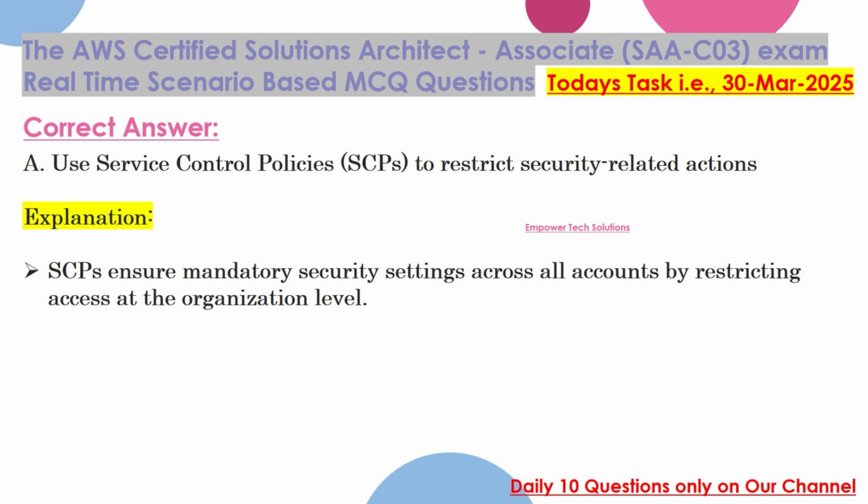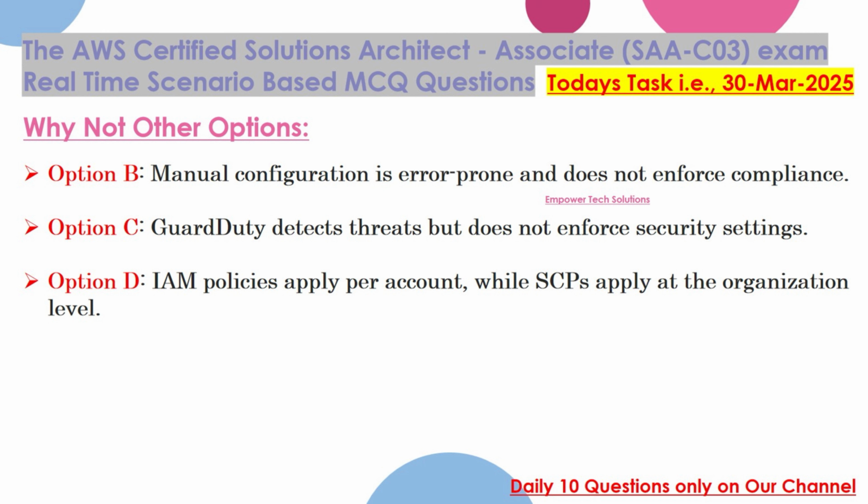Correct answer: A. Use service control policies, SCPs, to restrict security-related actions. Explanation: SCPs ensure mandatory security settings across all accounts by restricting access at the organization level. Why not other options? Option B, manual configuration is error-prone and does not enforce compliance.